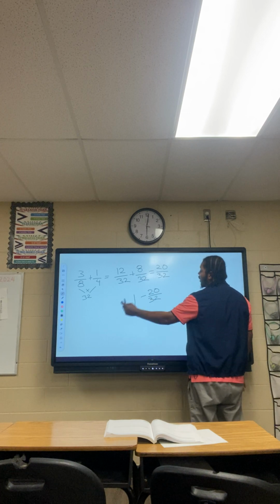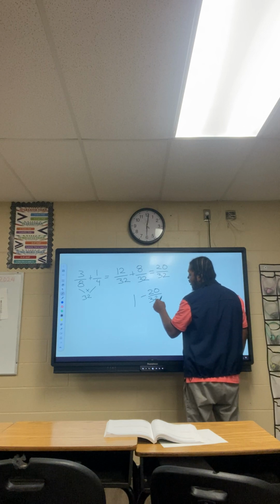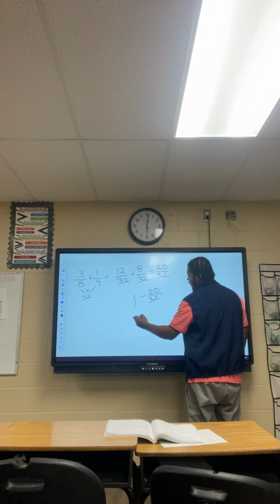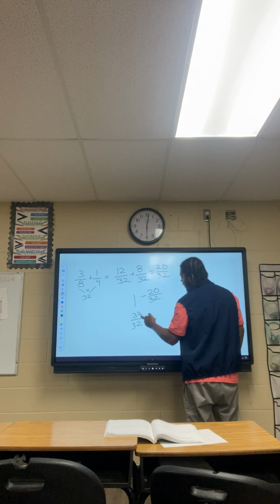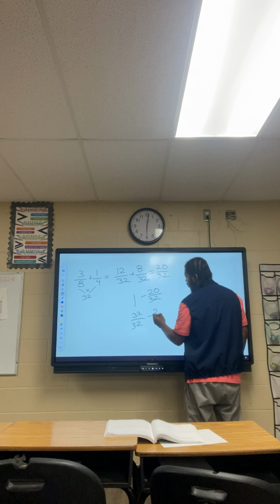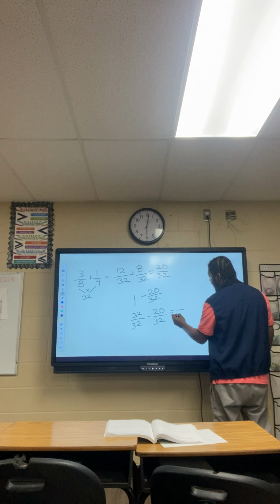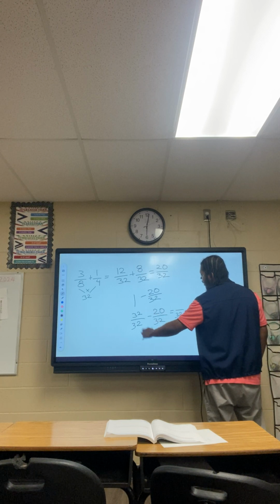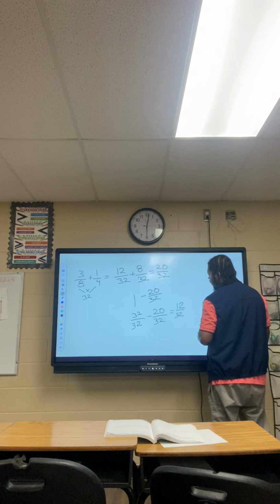Okay? So what can we change this to? It has to be a fraction with the denominator of 32 that's still going to equal 1, which is going to be 32 over 32. That equals 1 minus 20 over 32. All right. So we have the same denominator, so we can go ahead and subtract, and we know the denominator stays the same. Our numerators, the top numbers, 32 minus 20, leaves us with 12, okay?